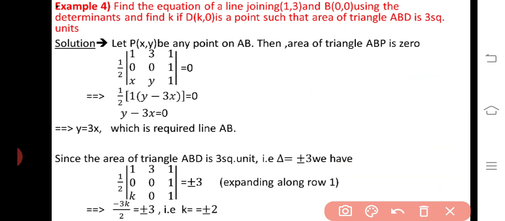If they give any point and say the area of triangle EBD is 3 square units, you have to always use plus or minus 3. That is note 2. Have you understood this question? Okay, let us start with the next question.